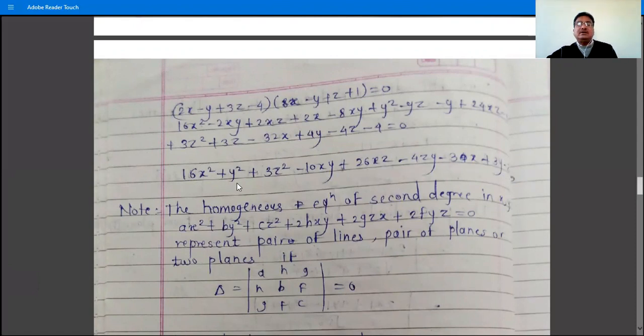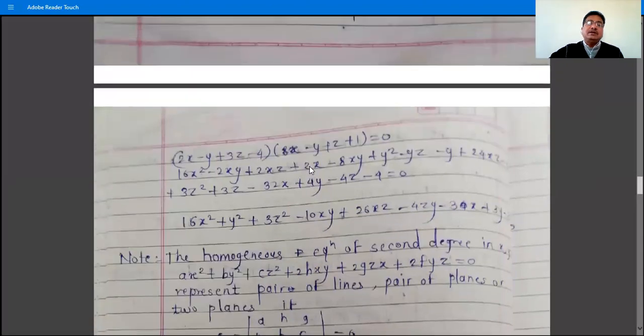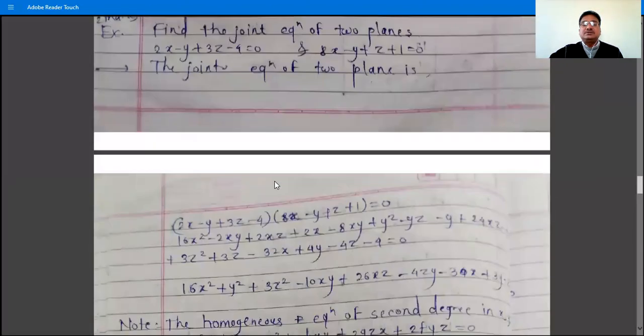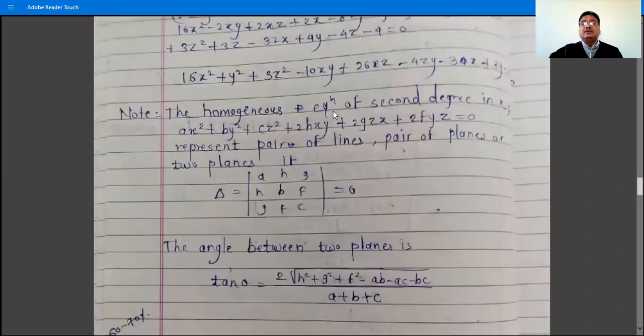If you observe this equation, it contains an x square term, y square term, z square term, then the product terms xy, xz, zy, and the linear terms x, y, and the constant term, equal to 0. So this is the joint equation of the two planes. So the next topic is the homogeneous equation of second degree in x, y, z. What is the homogeneous equation of second degree in x, y, z? ax square plus by square plus cz square plus 2hxy plus 2gzx plus 2fyz is equal to 0.